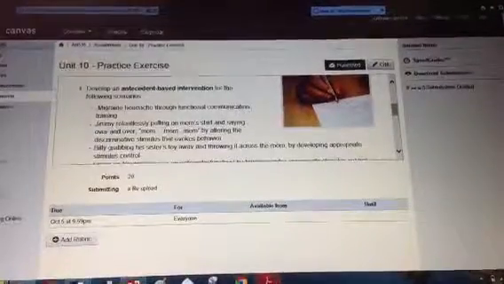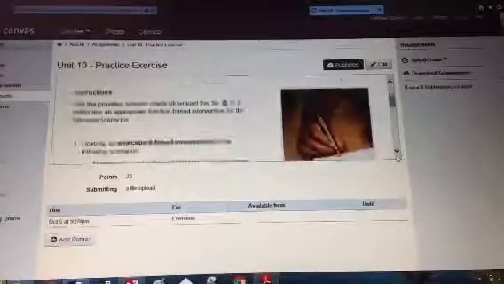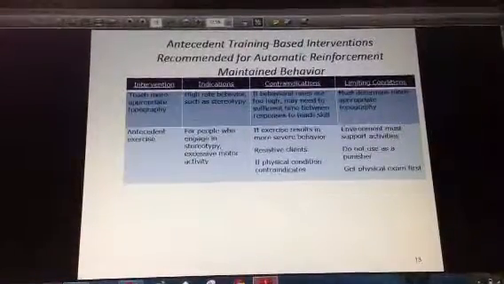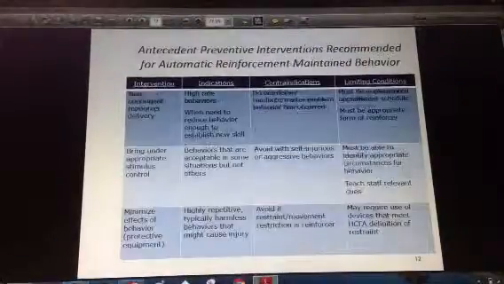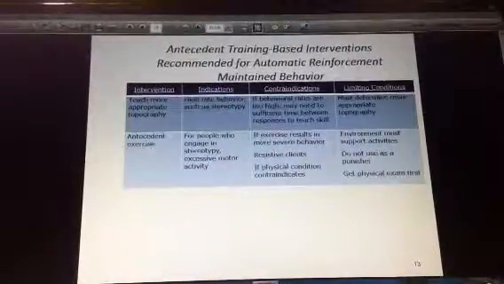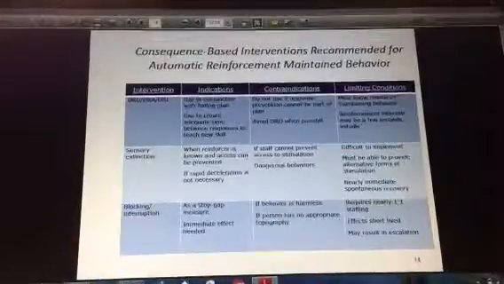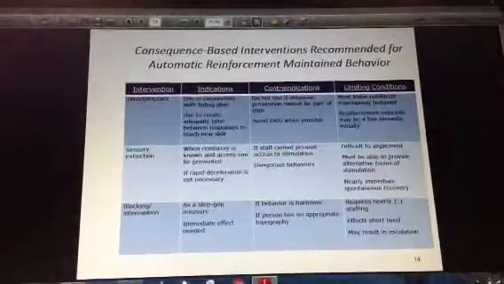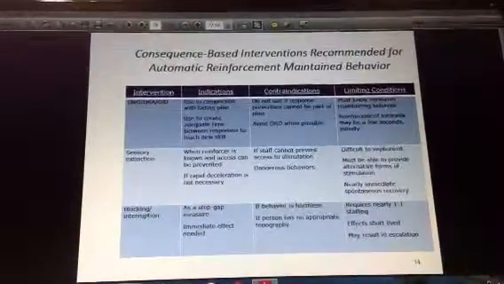All right, here is Unit 10 practice exercise, which is on function-based interventions. You are asked to download a file. It's a PDF file that's got a handy chart showing antecedent preventative interventions for different functions, antecedent training-based interventions for different functions, as well as consequence-based interventions for several different functions. This is something that you will probably want to download and save. It is a very handy chart.